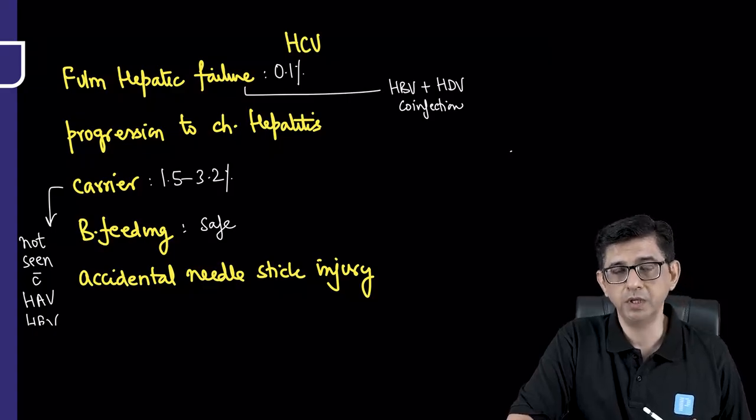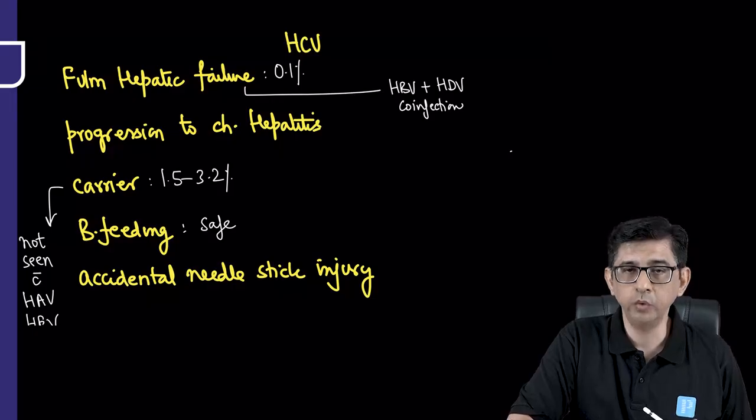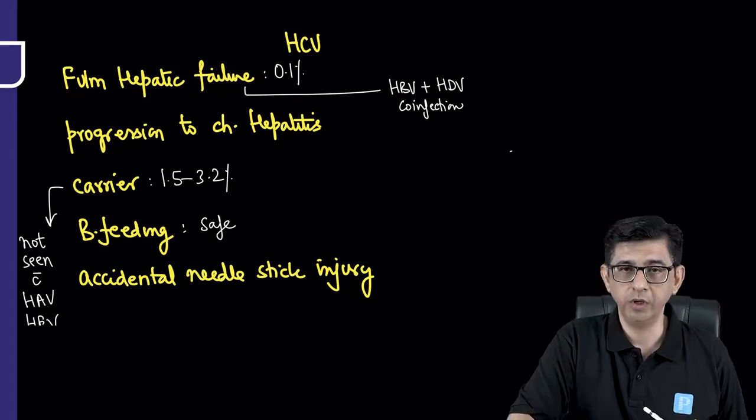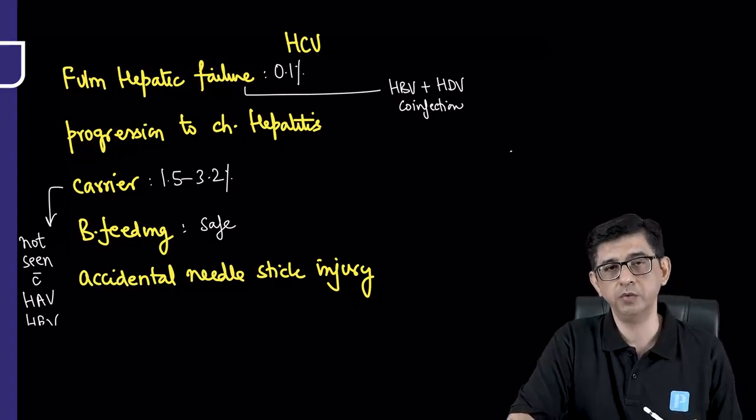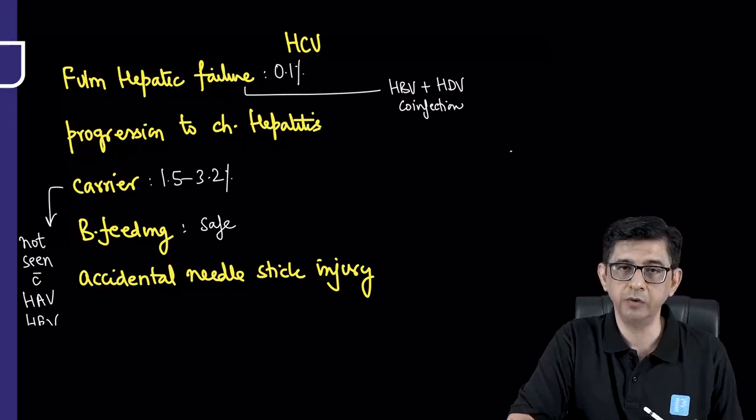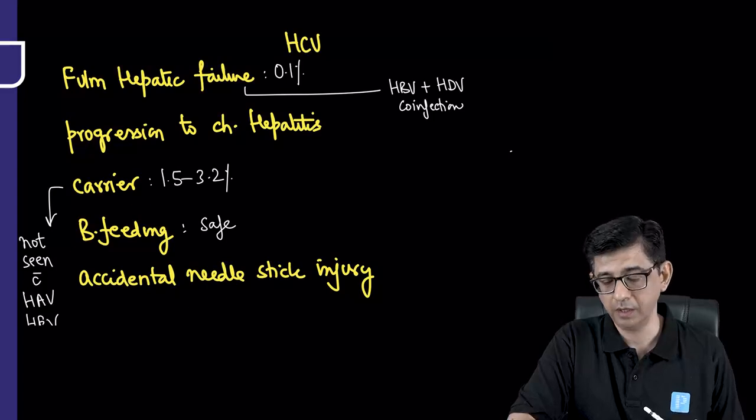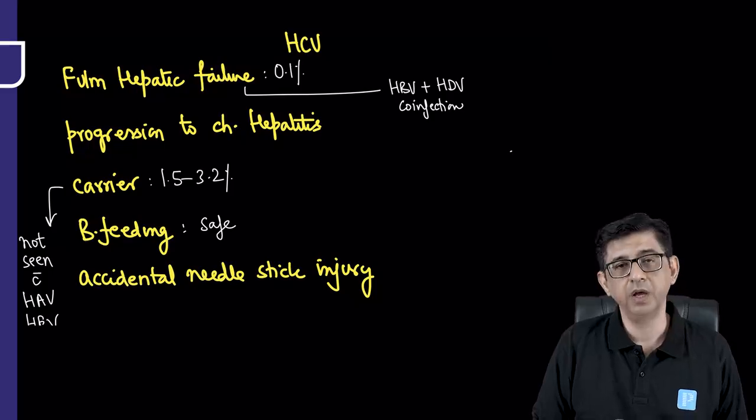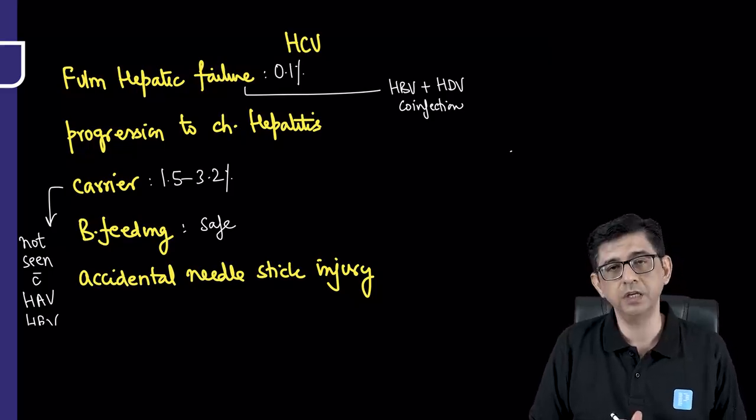I'll explain that once again. Harrison currently says there is no need for a condom in a monogamous relationship. However, in a polygamous relationship, especially with herpes, where blisters can rupture during sexual activity, blood would come. That's where the transmission can occur. So sexual activity is considered safe, breastfeeding is safe, and then there is accidental needle stick injury.